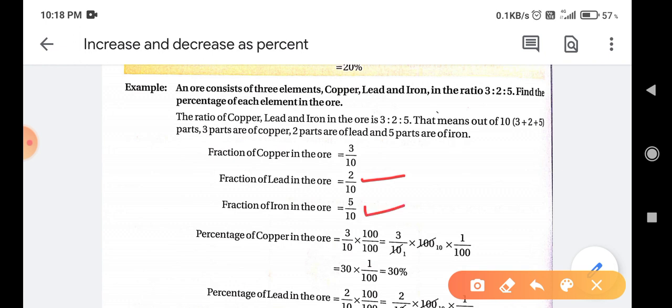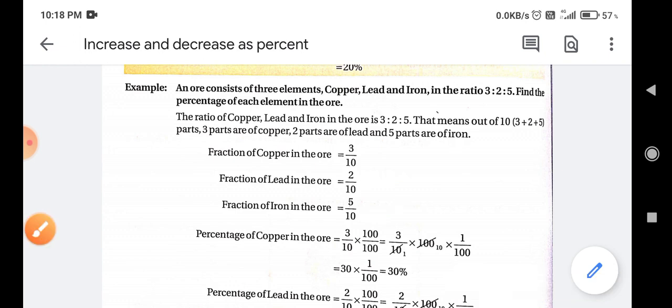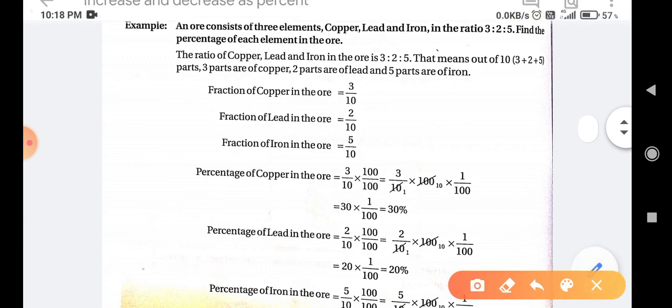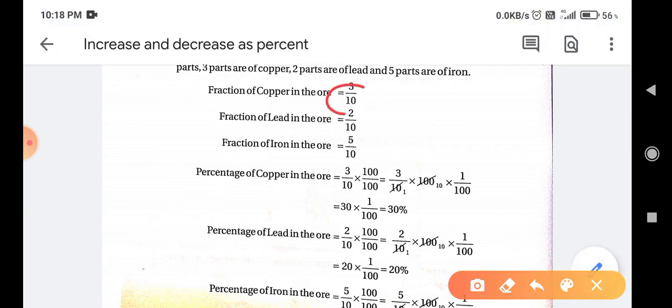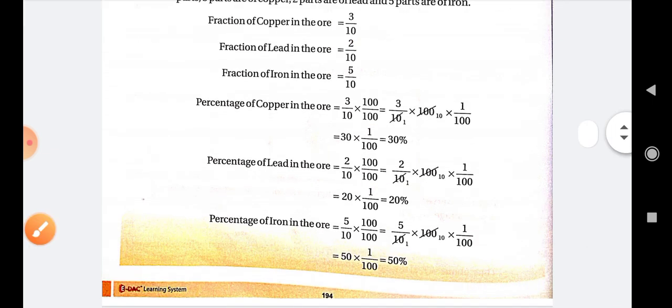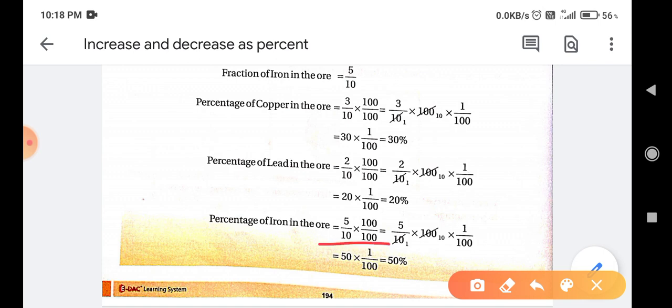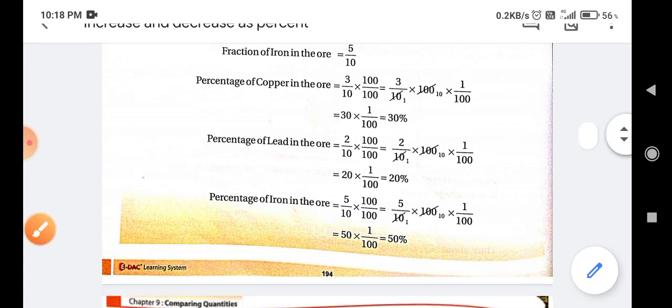So now we can change them into percentage by multiplying by 100%. Percentage of copper will be 3 by 10 multiplied by 100%, then we get 30%. Then percentage of lead will be 2 by 10 into 100%, then we get 20%. Then percentage of iron in the ore is 5 by 10 into 100%, then we get 50%. So this is the percentage of all these 3 elements.